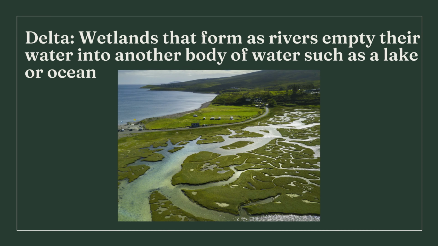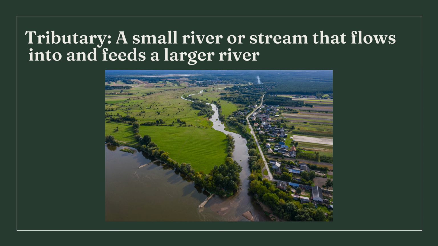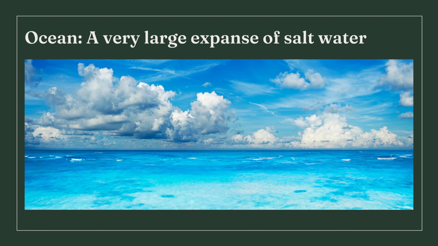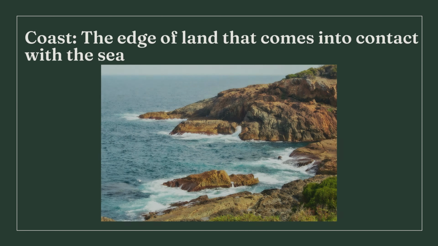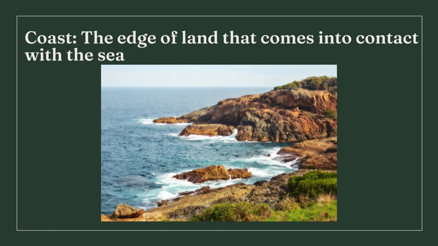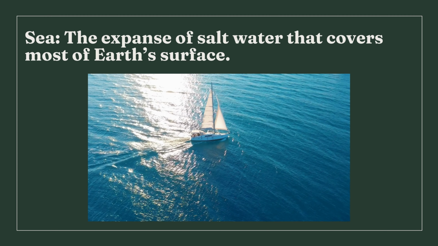Deltas are wetlands that form as rivers empty their waters into another body of water like a lake or the ocean. A tributary is a small river or stream that flows into and feeds another larger river. An ocean is a very large expanse of salt water. The coast is the edge of land that comes into contact with the sea. And the sea is the expanse of salt water that covers most of Earth's surface.